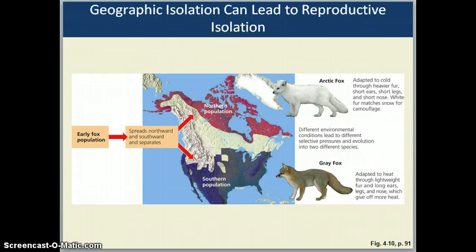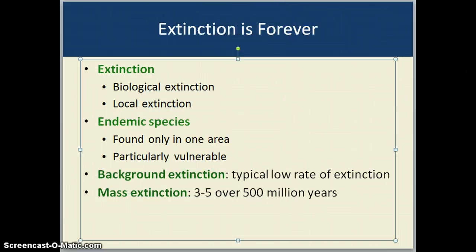Okay, here's a picture showing geographic isolation and how it can lead to reproductive isolation. The Arctic fox and the gray fox, originally both the same species, separated, evolving into two different forms. Different environmental conditions led to selective pressures and evolution into two different species.